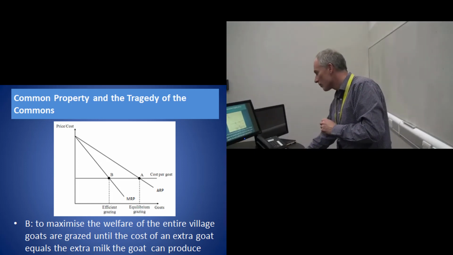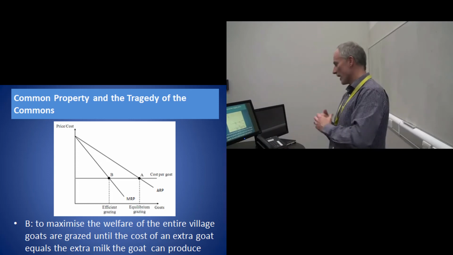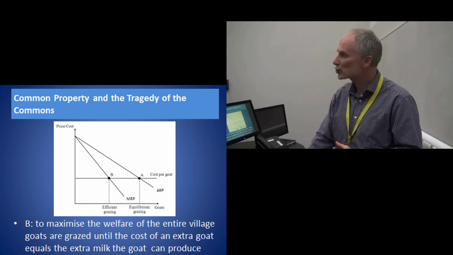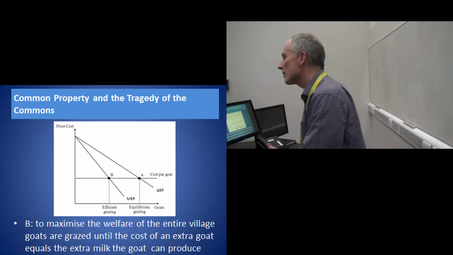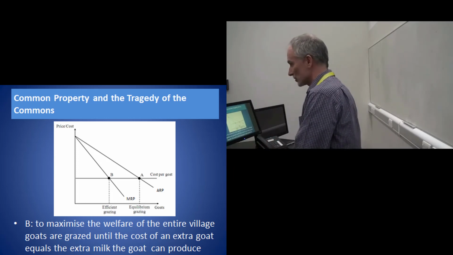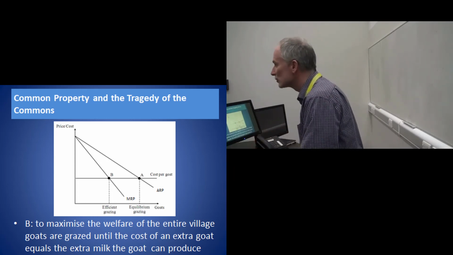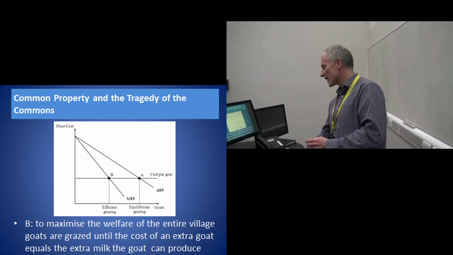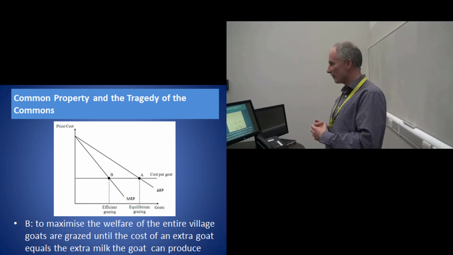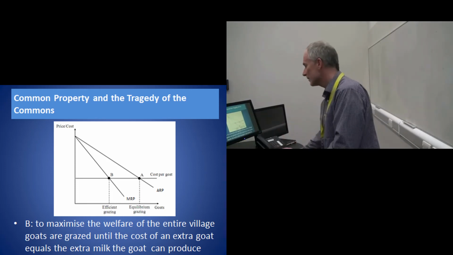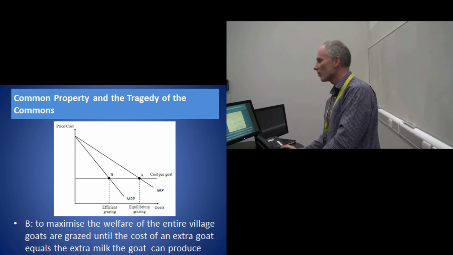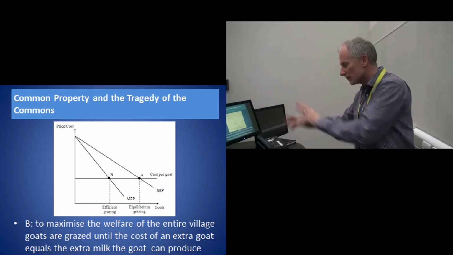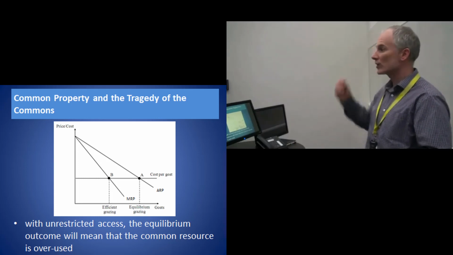So that would say the efficient level of grazing would be at point B, where the marginal cost of owning the goat is equal to the marginal revenue product, the marginal yield of the next goat. So what would that suggest? That would suggest that the socially efficient level of grazing is less than the actual equilibrium level of grazing when people have unrestricted access. And that is the exact problem with common property.